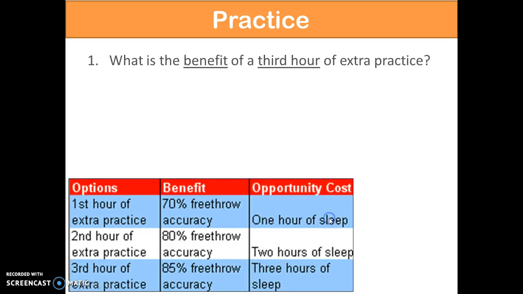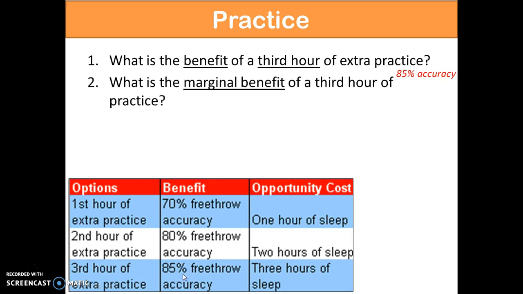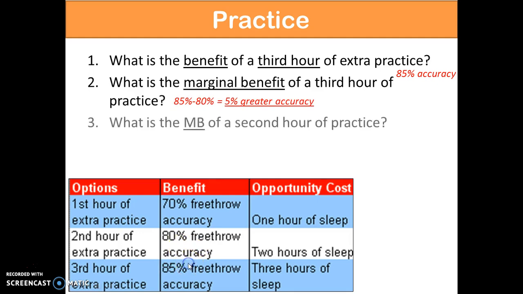Another way of looking at this, the benefit of a third hour of practice is going to be an 85% free throw accuracy. That's our total benefit. But the marginal benefit of a third hour of practice is going to be 85 minus 80 equals 5% greater accuracy. The marginal benefit of a second hour of practice is going to be 80 minus 70 equals 10% greater accuracy.